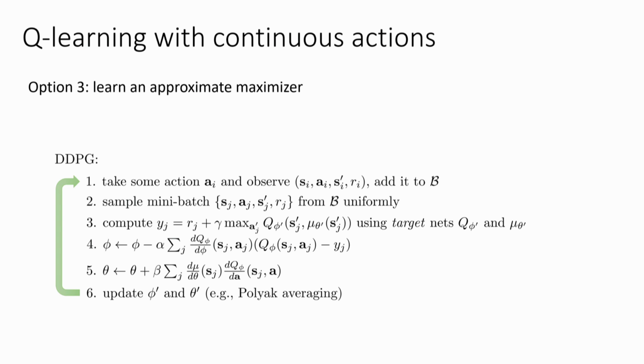Yes? In step 3, where is the maximization over actions taking place? Disregard that. It's a typo. Sorry about that. I fixed that typo on another slide, but I left it here. Yeah, that max shouldn't be there. That's just a typo. There's no max anywhere. No maxes anymore. Only gradients.